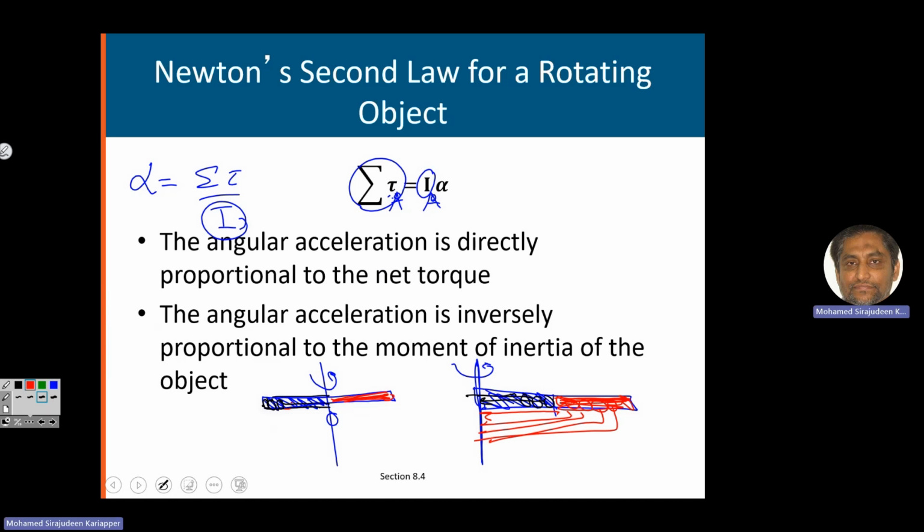It's the same thing, but you are rotating about the point, the rotation axis is at the edge. So when the rotation axis is at the edge, to do that rotation, it will have a greater resistance. So the moment of inertia about that axis is greater. About the central axis, it will be smaller. Okay, right.